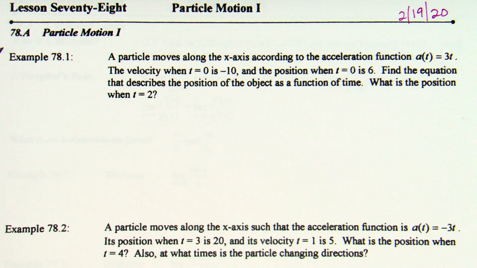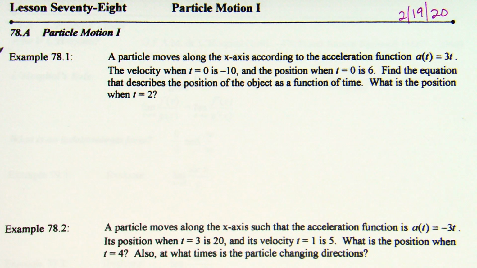Okay, so as we look at example 1, the particle moves along the x-axis according to the acceleration function a of t equals 3t. The velocity when t equals 0 is negative 10, and the position when t equals 0 is 6. Find the equation that describes the position of the object as a function of time. What is the position when t equals 2?